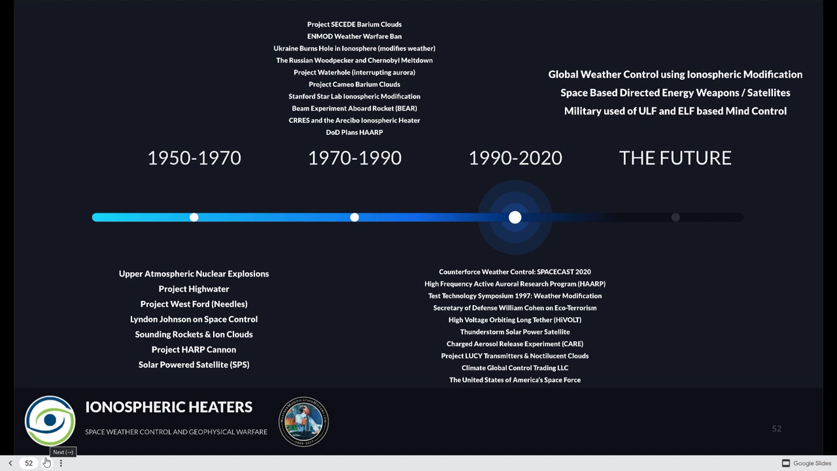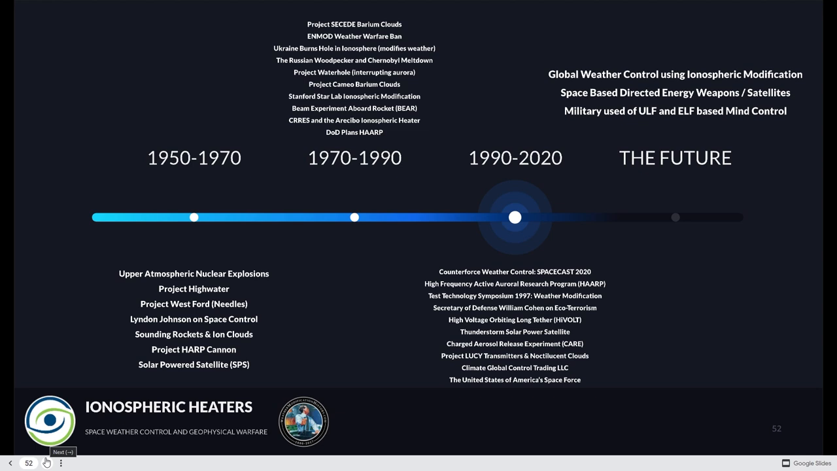And then 1990 through 2020, Counterforce Weather Control, Spacecast 2020. Didn't even mention it, had to put it in here. All of this is available at weathermodificationhistory.com. Everything you're seeing right now, I'm talking about.